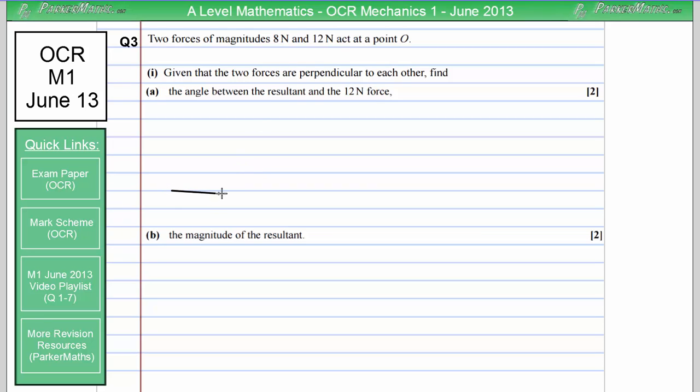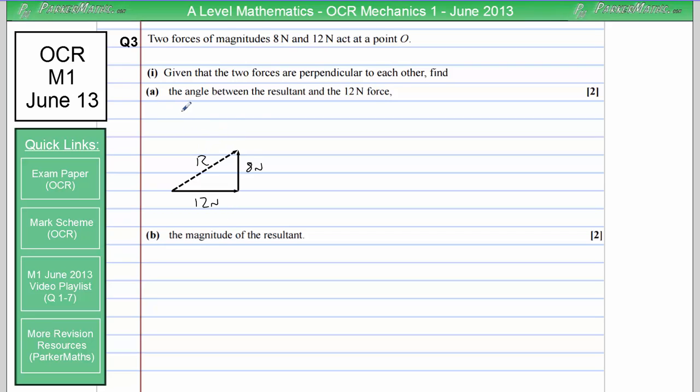So we have a 12 newton force and an 8 newton force, and these two forces are perpendicular to each other. In order to find the resultant, I'm going to take this 8 newton force and put it at the end of the 12 newton force, and my resultant will be the force that goes from the beginning of this vector to the end of this vector. So the resultant is like the hypotenuse in a right angled triangle here, and I'm going to call that R.